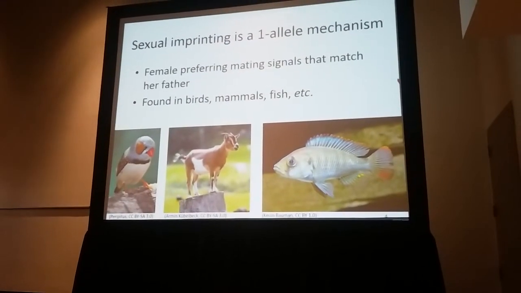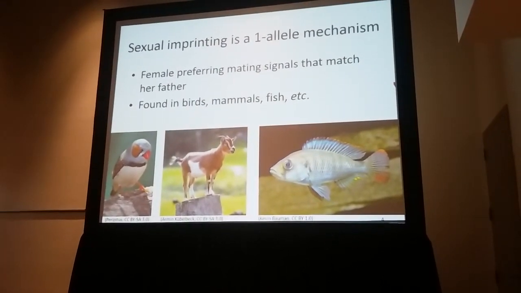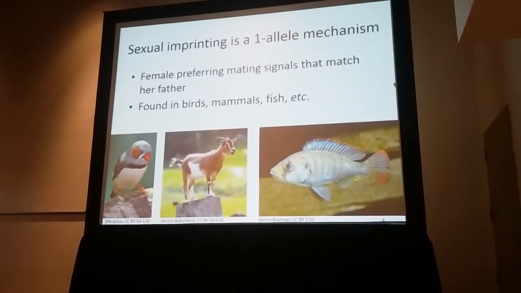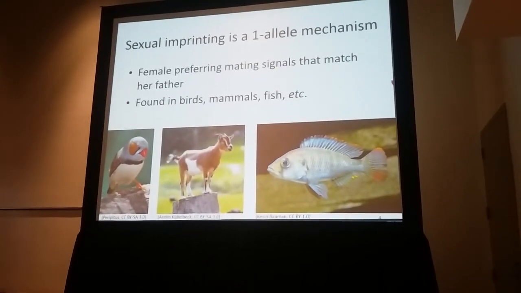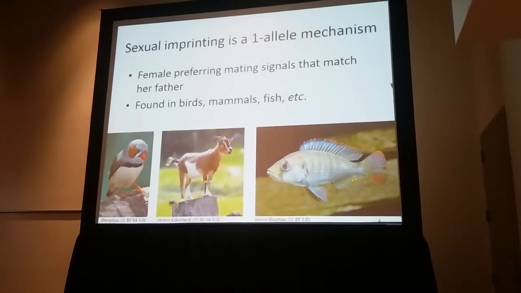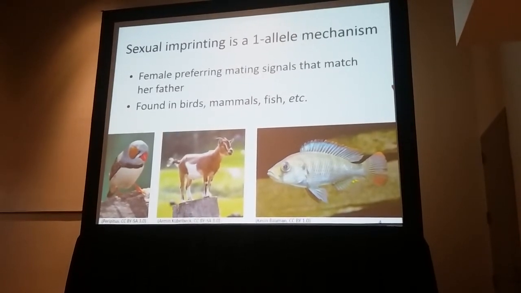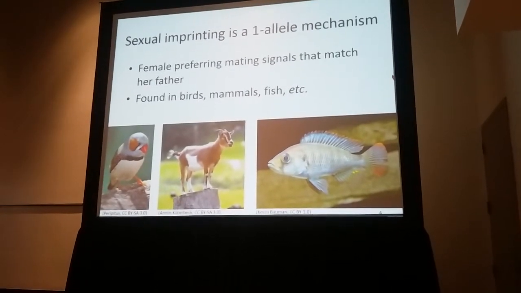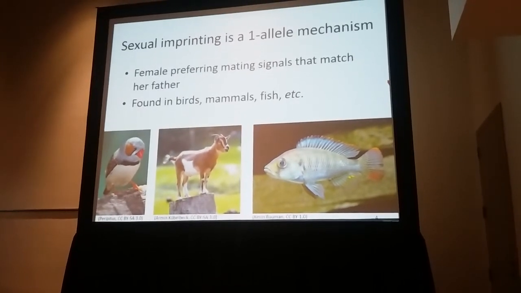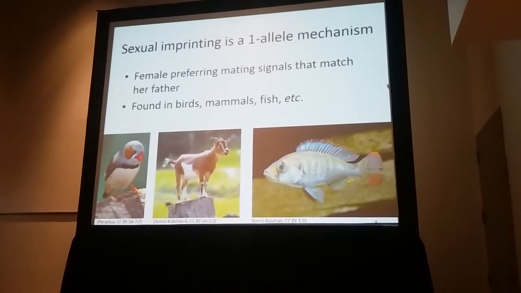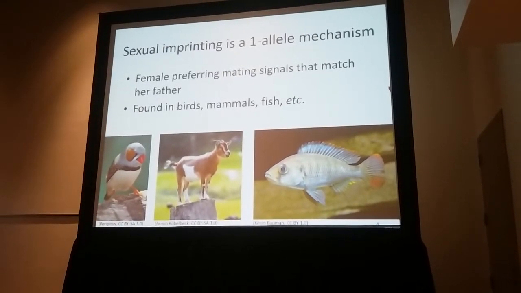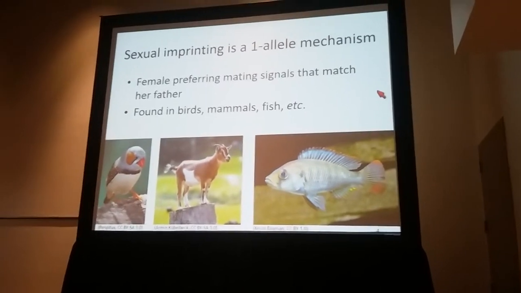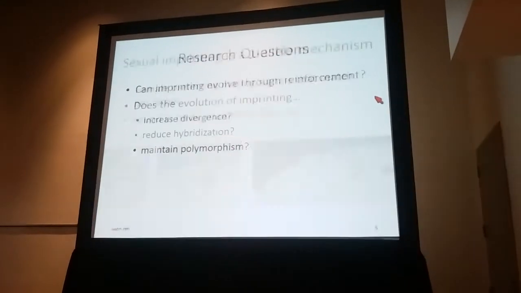So one example of a one allele mechanism is sexual imprinting. Sexual imprinting is a form of learning that modifies mating preference based on social experiences in early life. One of the more common examples, the most common form, is females learning the mating signal of their fathers, and that is the kind we're going to focus on today. And sexual imprinting is important because it's found in a wide range of taxa.